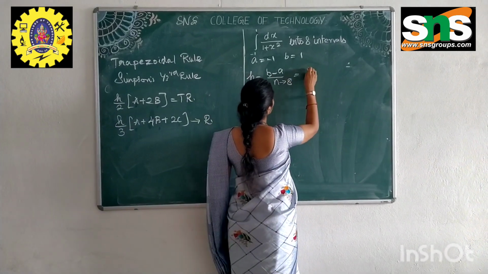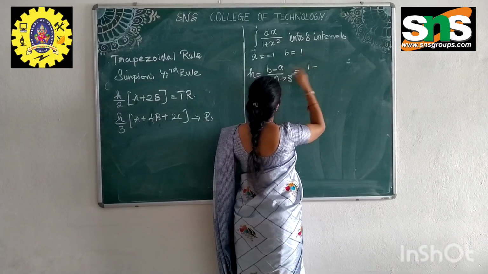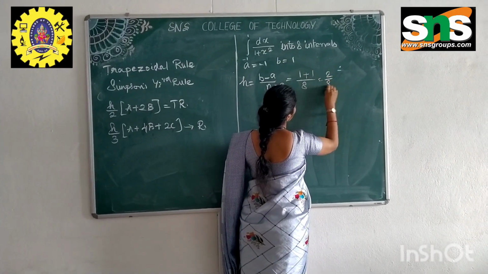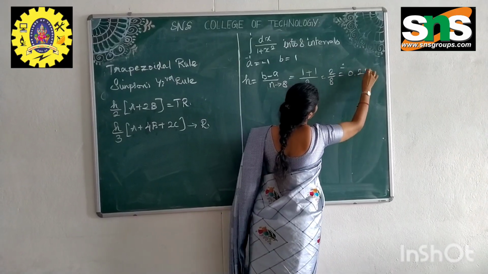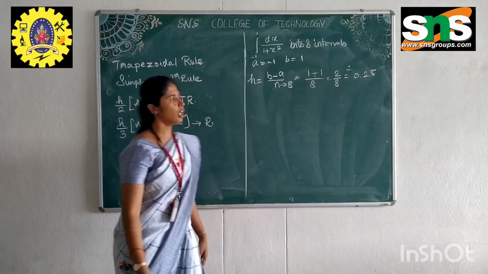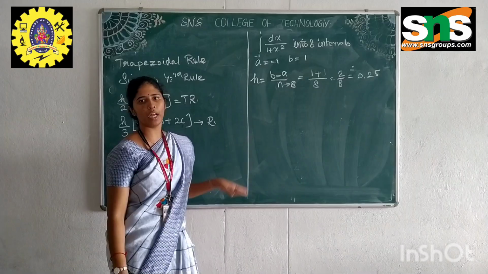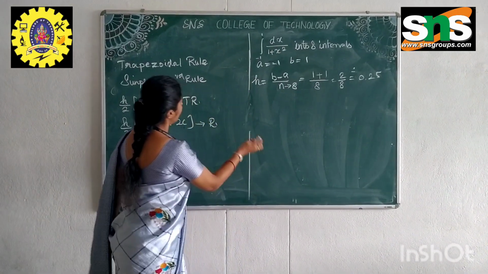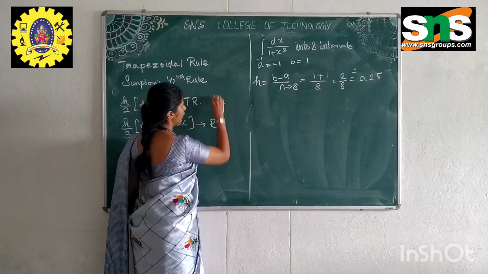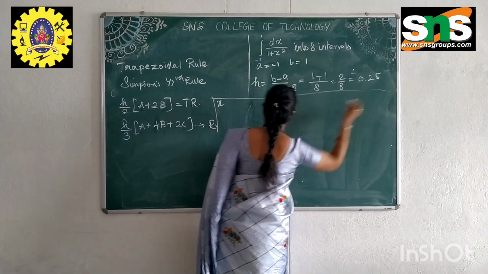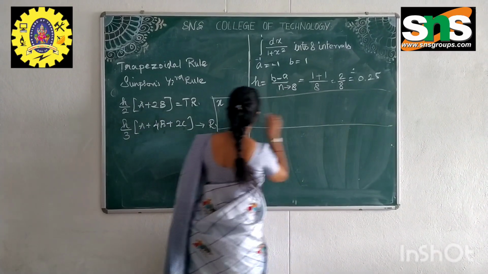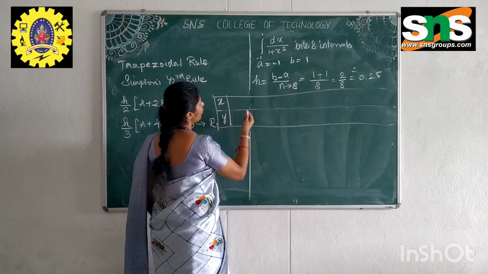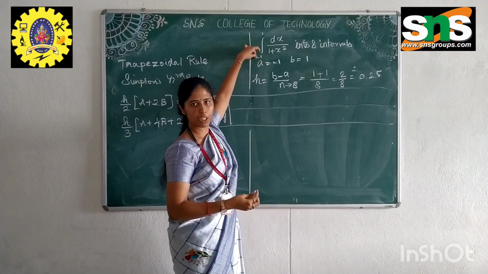Now we are going to calculate this. The b value is 1, and minus of minus becomes plus, divided by 8, which is 2 divided by 8, which is 0.25 as our h value. Now using this h value we are going to frame a table. The values of x will be written from minus 1 to plus 1.